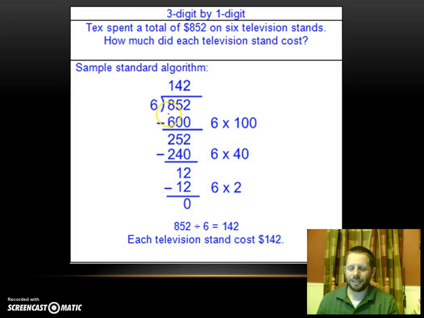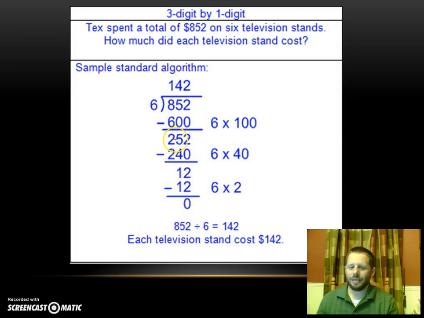But you may learn that as just 8 minus 6, which is 2, and then you bring down what's left. Either way is fine, whichever way you're more comfortable with. Again, this one's just using the place value. So after we remove the 600, that leaves us with 252 left. So now the question is, how many times can 6 go into 252? So we'd say 6 can go in there 40 times. So that's what this is showing.